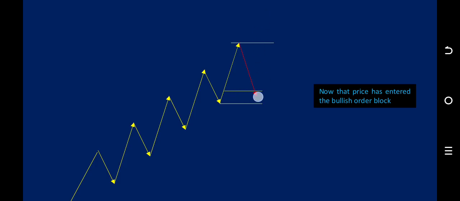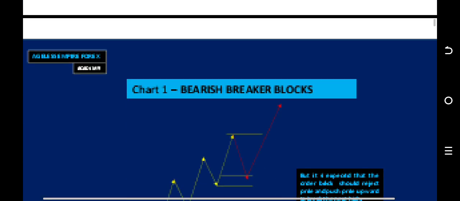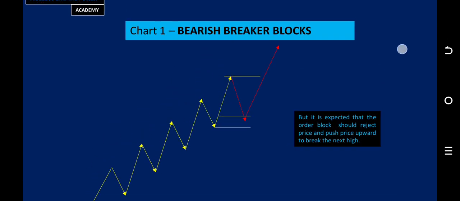An order block is expected to push price up to take out this high, and this trend will continue in its initial direction. So that is the function of an order block. But in a situation whereby price goes through it, then this order block is now called a breaker block. So this is our expectation.